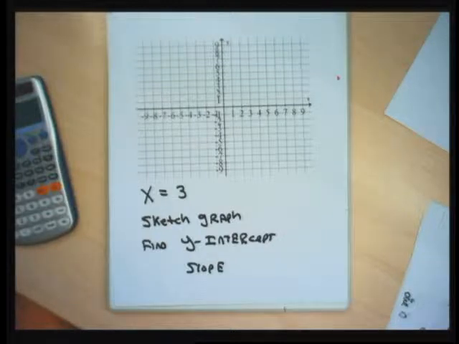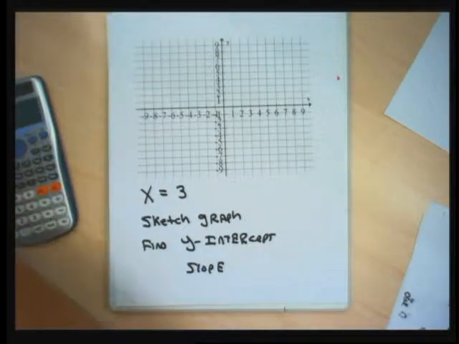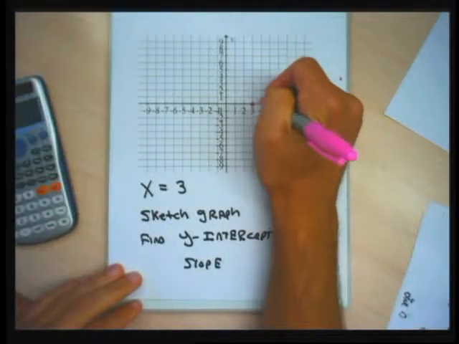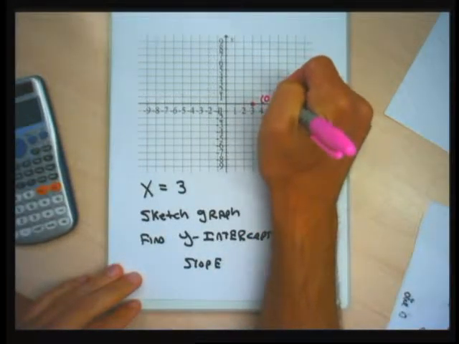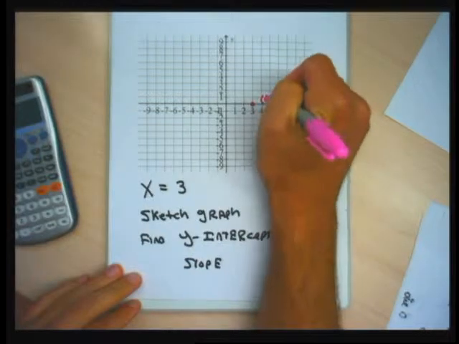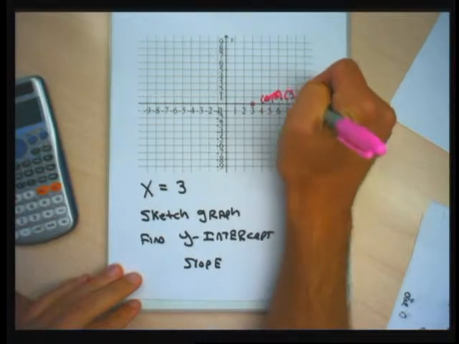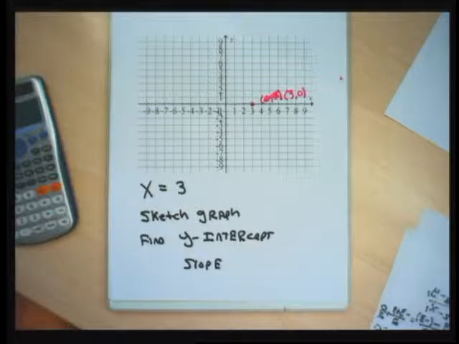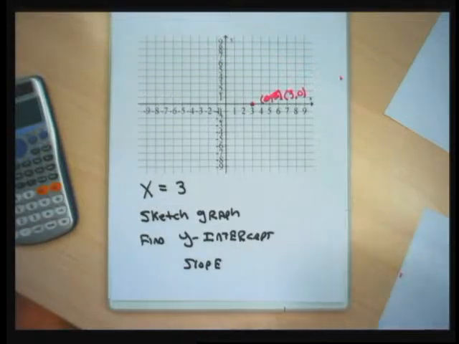So to sketch a graph, every point on the line, its x-coordinate has to be 3. So I'm going to make all the points that I can think of that fit this. Here's the point 0, 3. It belongs, here's the point 3, 0. It belongs on the graph because its x-coordinate is 3, and that's what it takes to be on the line x equal to 3.